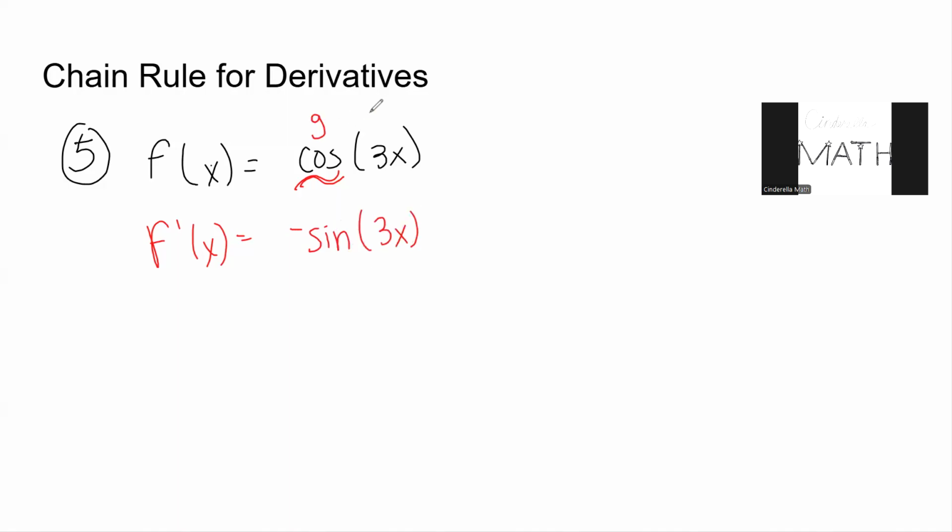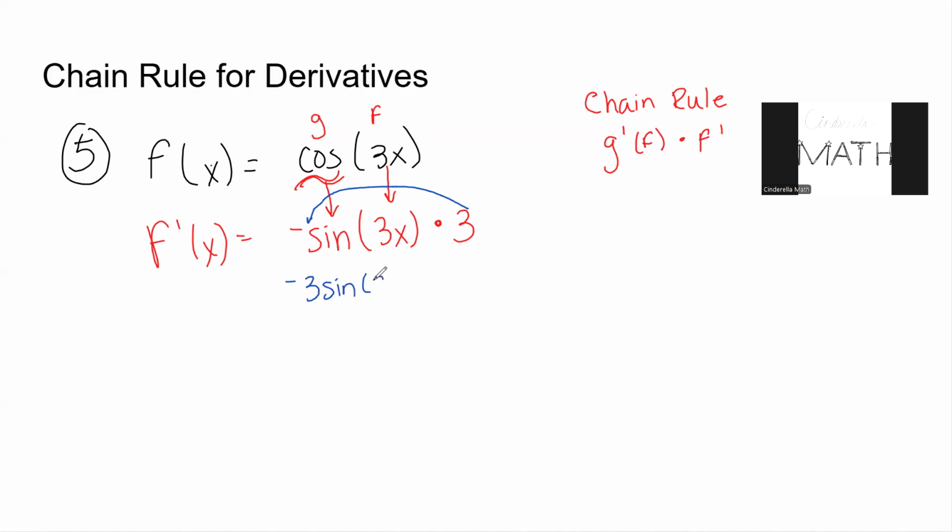So this is our g, this is our f, right? And according to chain rule, the derivative is g prime, keep the f, times f prime. So we've done g prime, keep the f, times the derivative of that inside. So the derivative of 3x is just 3. Now that's the answer. It just doesn't look good. You can just pop that right there. So negative 3 sine 3x. That's the prettiest derivative.